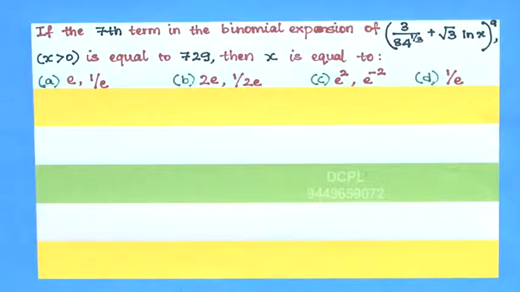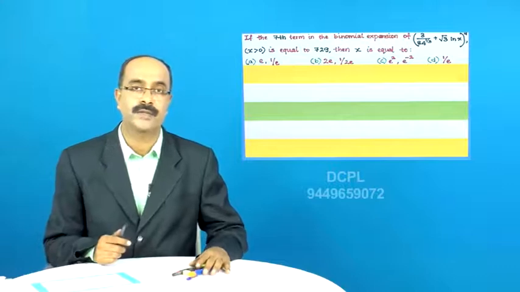Look at this. If the seventh term in the binomial expansion of (3 by cube root of 84 plus square root of 3 log x) whole power 9 is equal to 729, then what is x? Dear students, this problem is very, very simple.